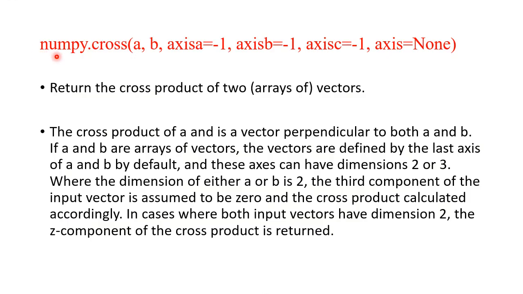The next operation we have to discuss is the cross product. This is used to get the cross product of two vectors, or arrays of vectors. So we shall explain through examples all these possibilities.